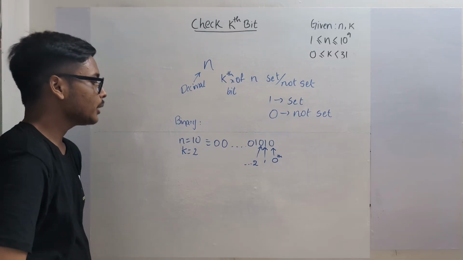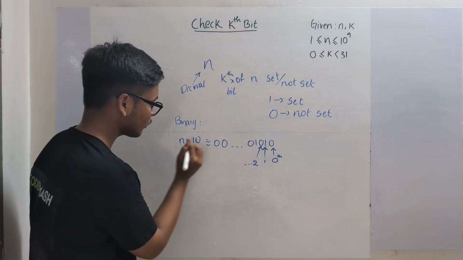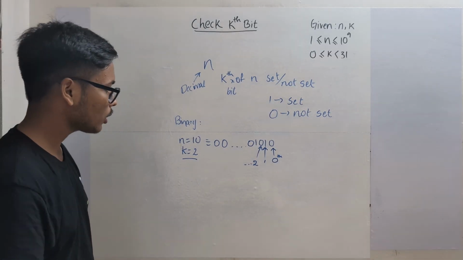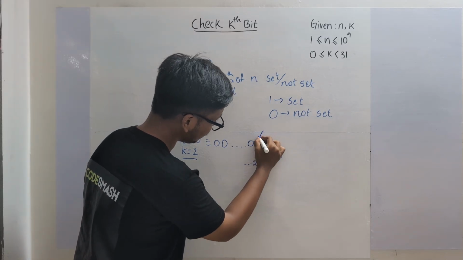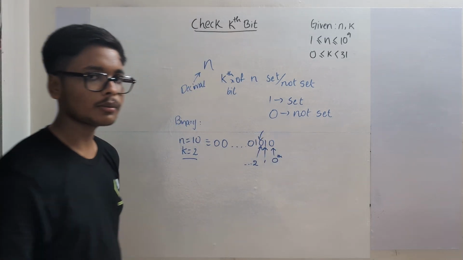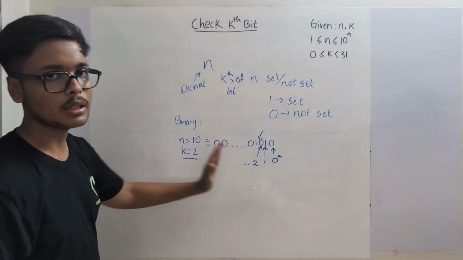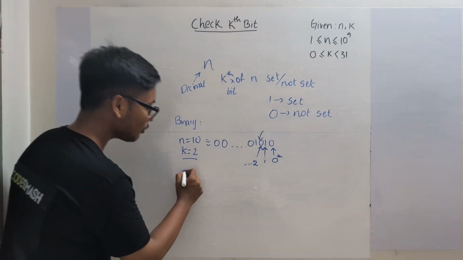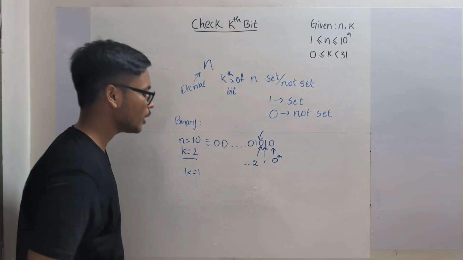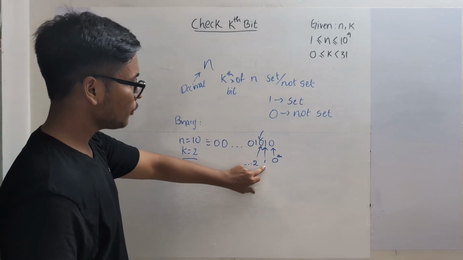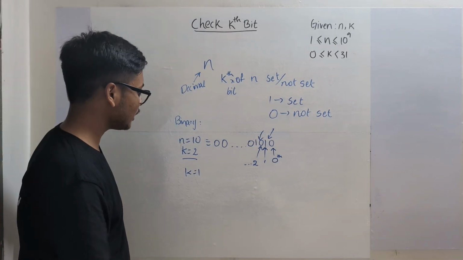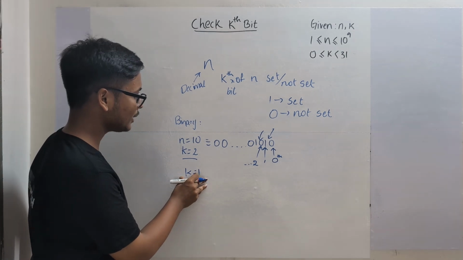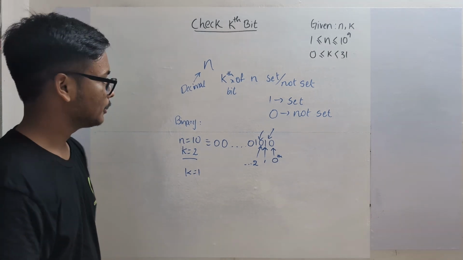Now we have to check whether the second bit is set or not. If we look here, the second bit is 0. So we can tell that the second bit of 10 is not set. If we are given k equals 1, then we have to check the first bit. If you look at the first bit, the value here is 1. So we can tell that the kth bit, the first bit of 10, is set.